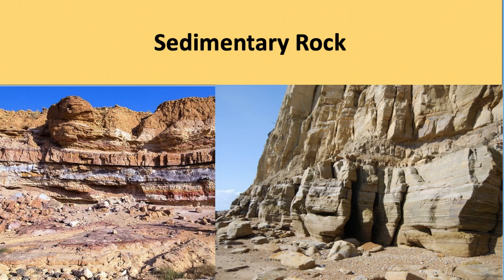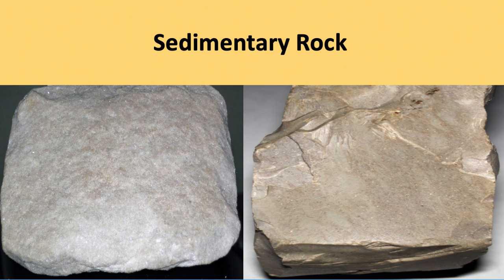When rounded grains are cemented or compacted together, they can form sedimentary rock, for example, sandstone. Sedimentary rocks can be identified based on the presence of fossils, fine grains, or a layered appearance. Sedimentary rocks can be either clastic or non-clastic.